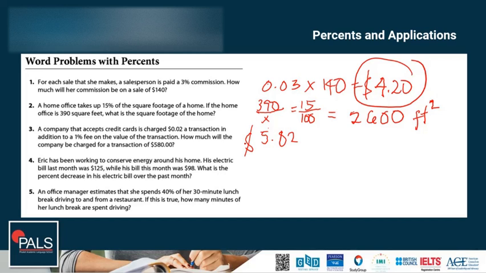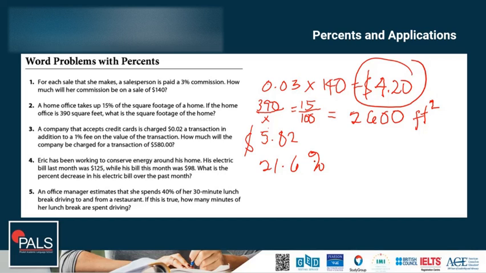Number 4, Eric has been working to conserve energy around his home. His electric bill last month was $125, while his bill this month was $98. What is the percent decrease in his electric bill over the past month? The answer is 21.6%.